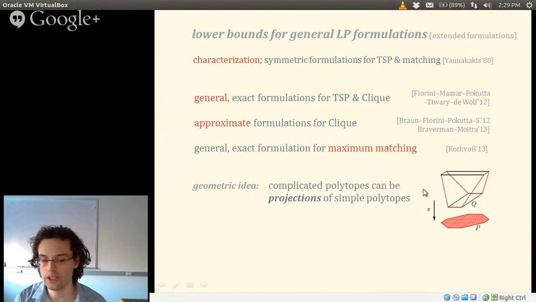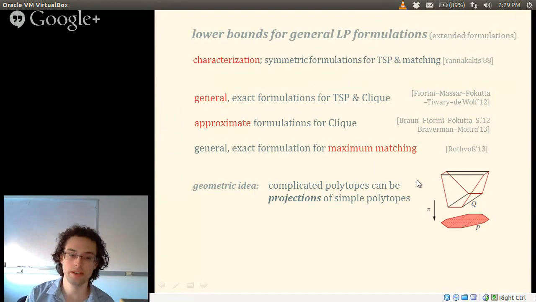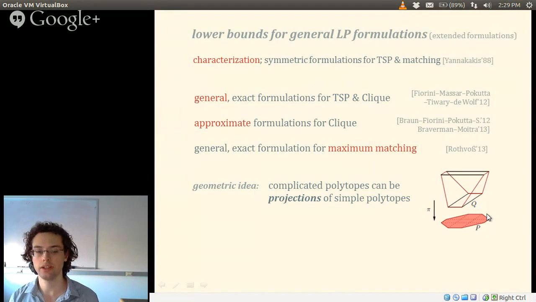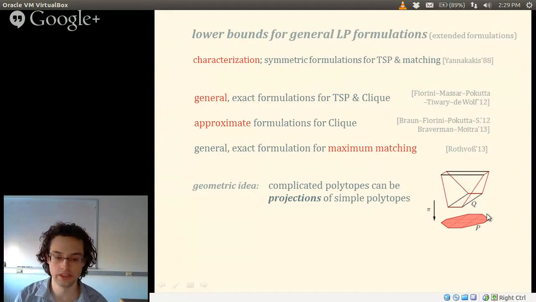Yes, so the geometric idea is that if you look at TSP, it corresponds to a certain polytope, and in a certain sense, this polytope is very complicated. It has an exponential number of facets, and so the geometric idea behind these works is that you ask, can a complicated polytope be the projection of a very simple polytope? And there are examples where this is the case. You have a polytope with an exponential number of facets, and it's a projection of a polytope in higher dimension. But in the higher dimension, you only have a polynomial number of facets.